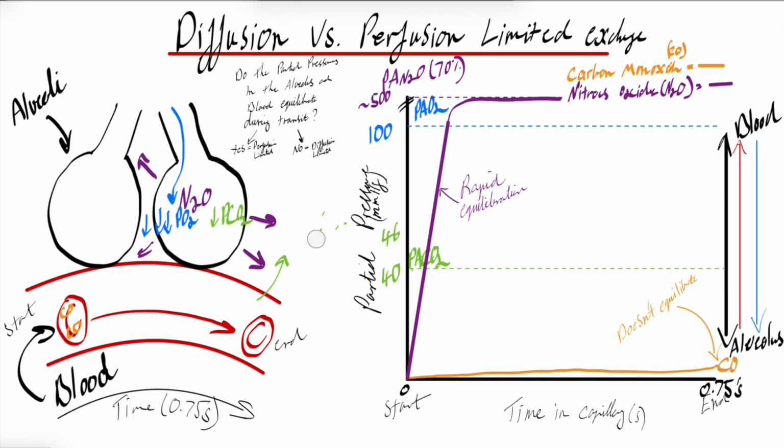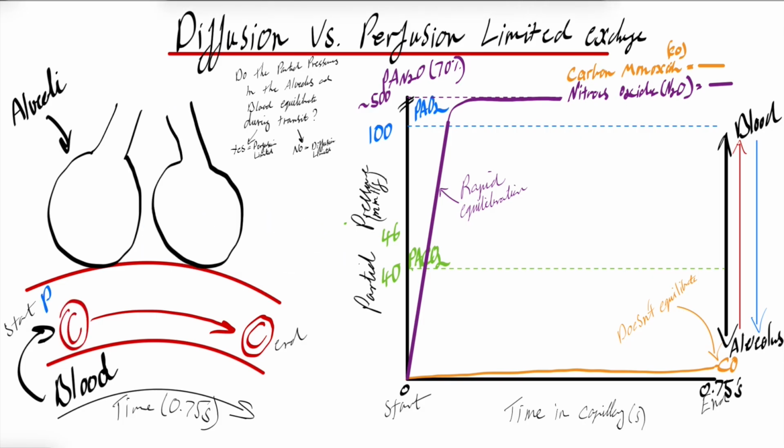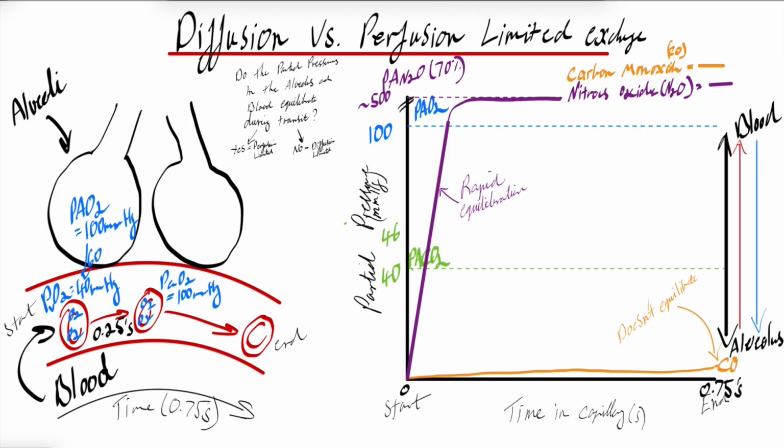Now let's consider oxygen here. Mixed venous blood enters the pulmonary circulation with a PO2 of approximately 40 millimeters of mercury, and the alveolar PO2 is approximately 100 millimeters of mercury. This large gradient drives oxygen diffusion into the blood. As oxygen enters the capillary, hemoglobin rapidly binds it up, and within approximately 0.25 seconds, so 250 milliseconds, pulmonary capillary PO2 rises to match alveolar PO2. Remember that the total capillary transit time is around 0.75 seconds or 750 milliseconds. And what this means is that oxygen reaches equilibration after only 1/3 of the available transit time.